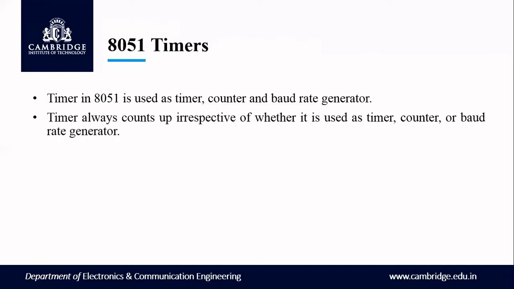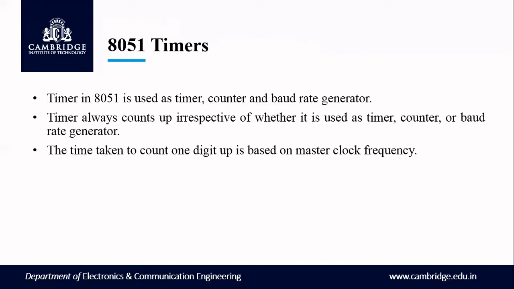Timers always count up, irrespective of whether they are used as a timer, counter, or baud generator. This is very important. It will always increment the value which is stored in the register. The time taken to count one digit up is based on the master clock frequency. Whenever a timer is started, it is going to count up, and one digit up requires a certain time. That timer period depends on the master clock frequency, so it is important to know the timer period.